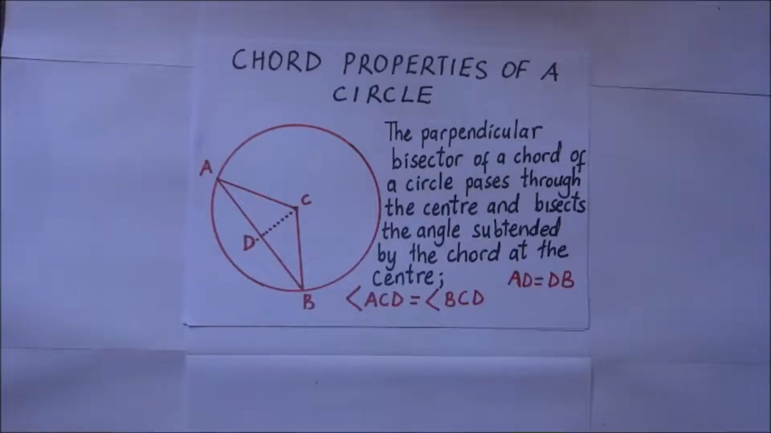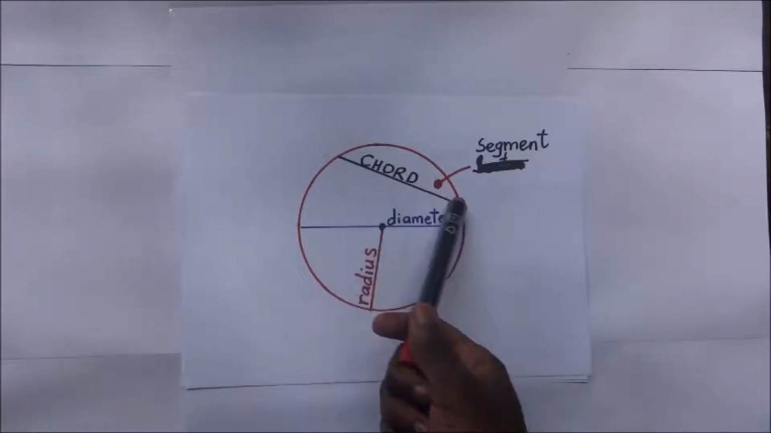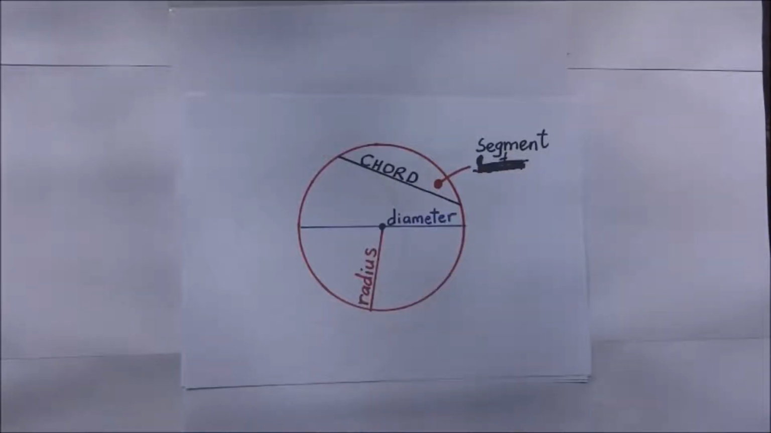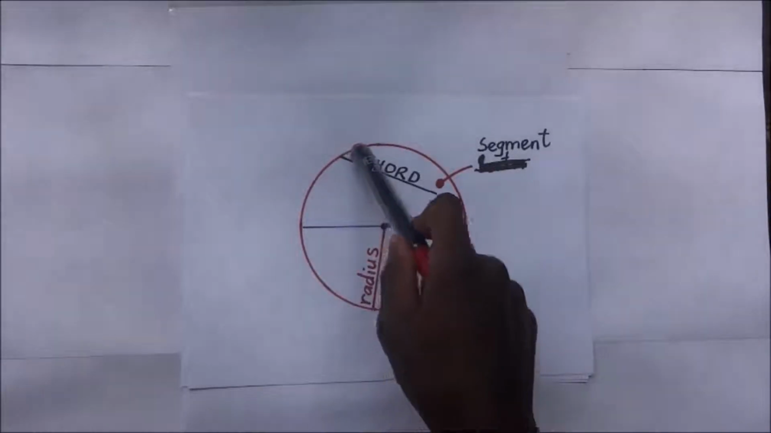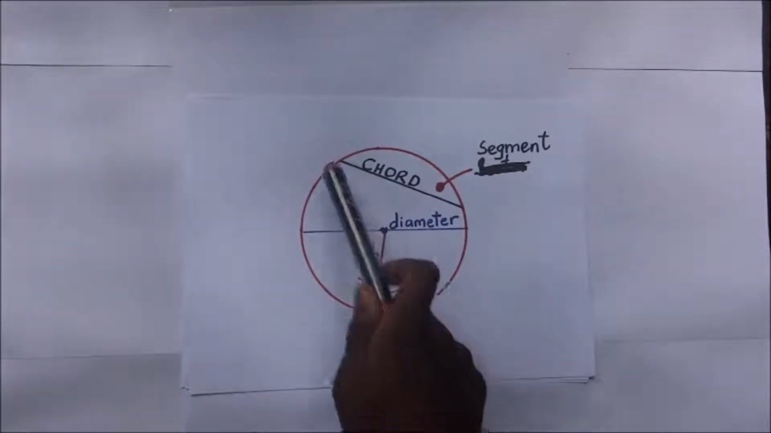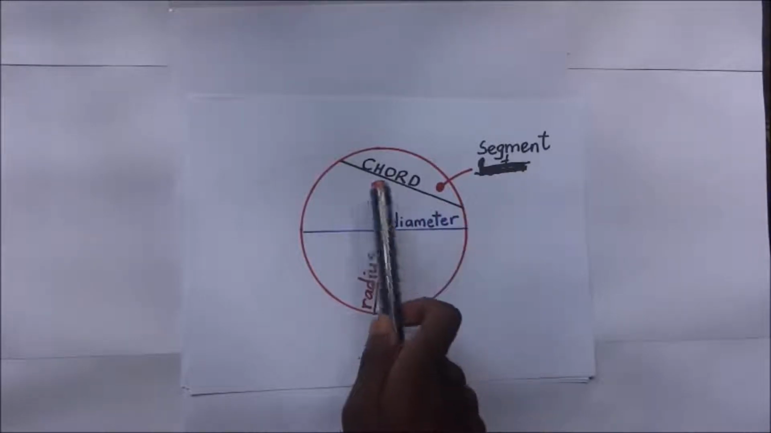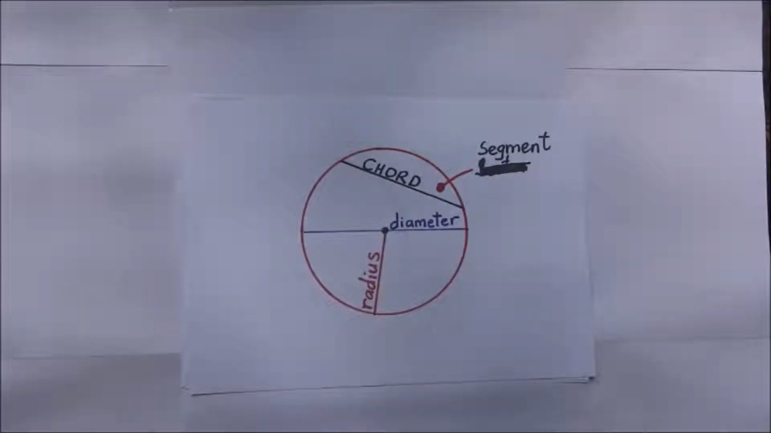Chord properties of a circle. In our earlier videos, we defined what a chord is. A chord is simply a line that connects any 2 points of the circumference. So it can run from here up to there, or it can run from here up to there. Any 2 points of the circumference connected by a line we call a chord.